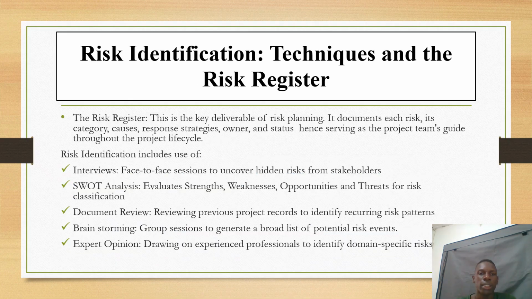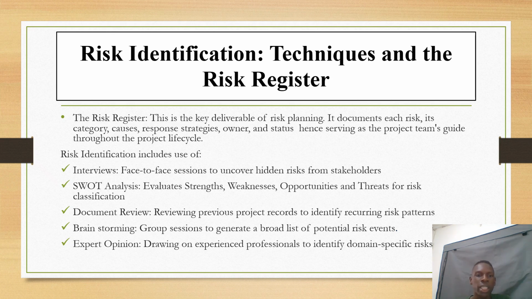We can go ahead to the next slide, which is risk identification, and we shall be talking about the techniques and the risk register. First of all, the risk register is the key deliverable of risk planning, as it documents each risk, its category, the possible causes, the strategies, the owner, and status. This serves to guide the project team throughout the project life cycle. As you go on with the project, it will guide you. All these things are documented in the risk register.